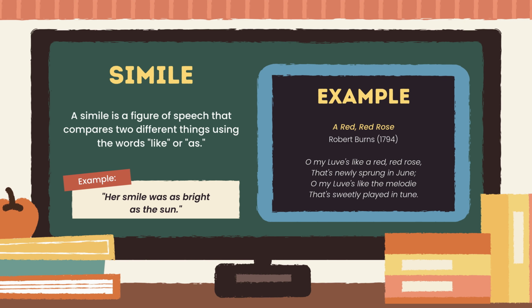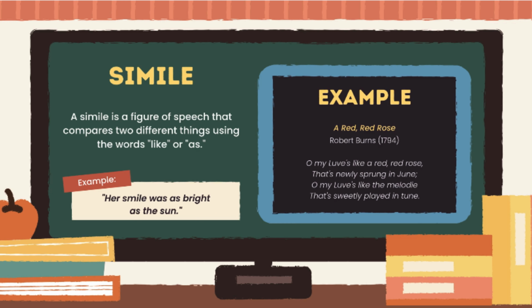Here is another example from A Red, Red Rose by Robert Burns, written in 1794. Oh, my love's like a red, red rose that's newly sprung in June. Oh, my love's like the melody that's sweetly played in tune.